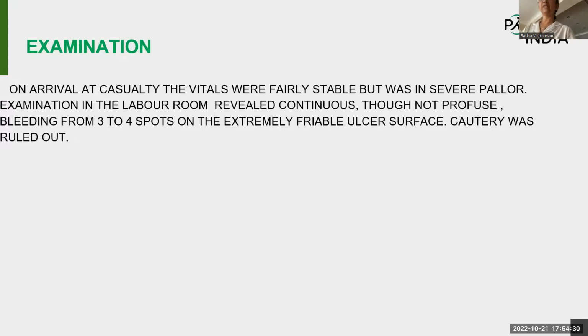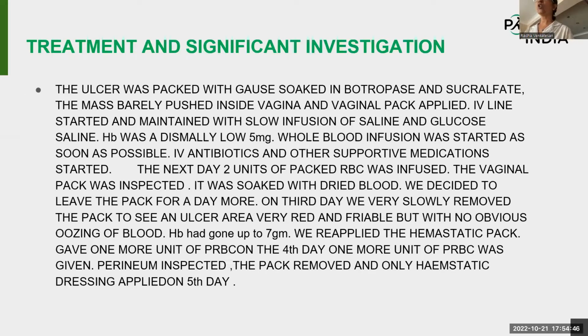On examination, on arrival to the casualty, her vitals were fairly stable, but she was in severe pallor. Examination in the labor room revealed continuous, though not profuse, bleeding from 3 to 4 spots, and there was also a friable ulcer. Cautery was ruled out. Treatment and significant investigation: the ulcer was packed with gauze, and the mass was pushed into the vagina to whatever extent possible, and the vaginal pack was also done. She was started on slow infusion of saline and glucose saline, and the hemoglobin was low, at 5 milligrams.